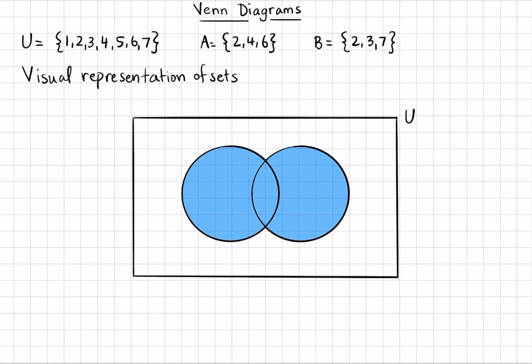If I shade both circles and I say this is what I'm working with, then how do I put this in notation? If I'm talking about all the elements that are in A and all the elements that are in B, then this is a union, right? So I'll use the union symbol. This is A union B. This is what it looks like, shading both circles.